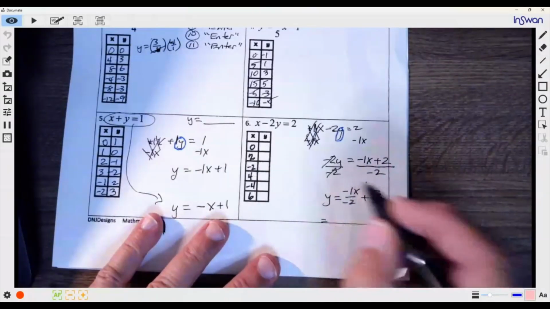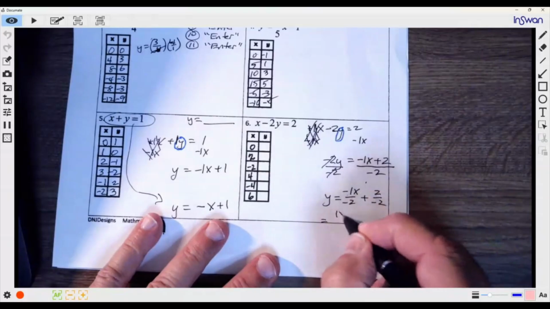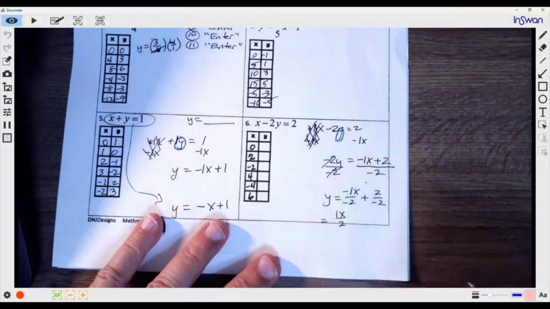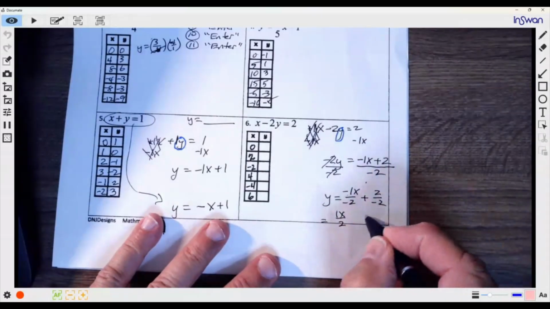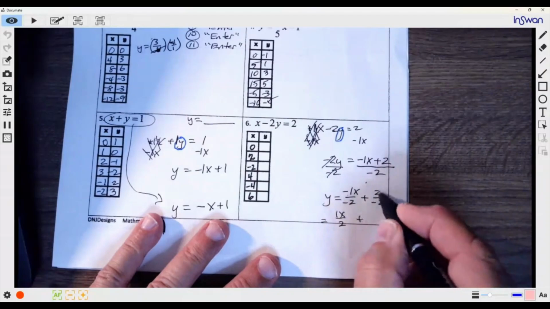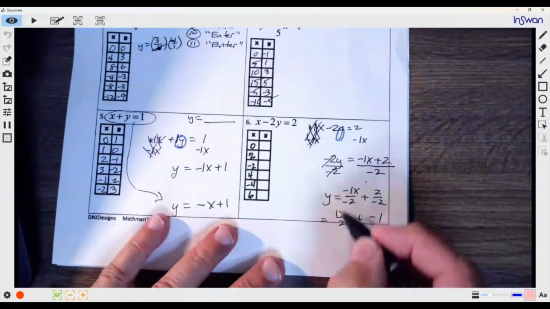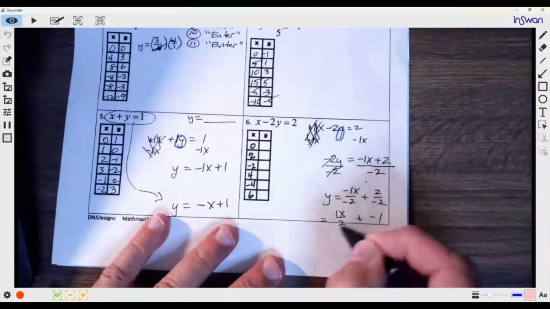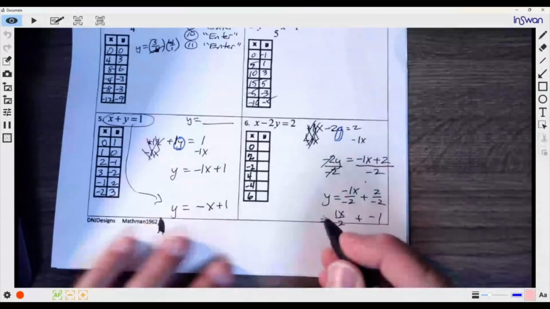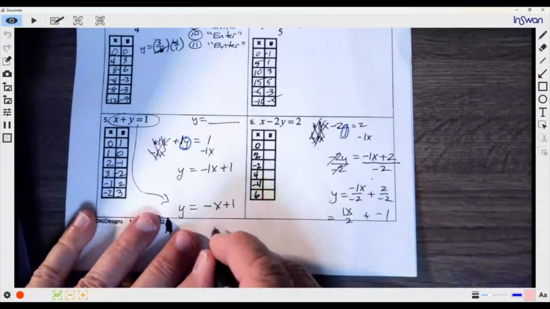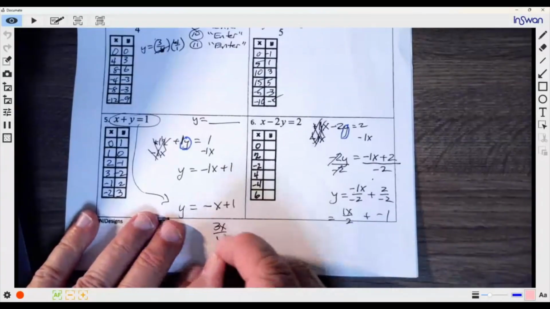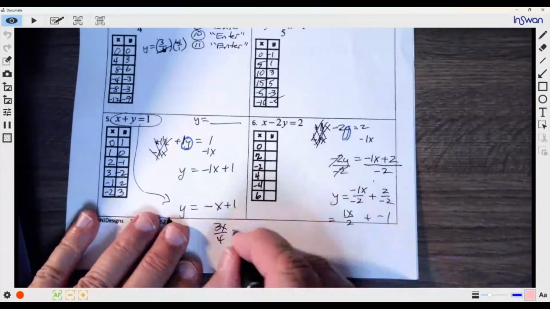These can be simplified. This is 1x over 2 because a negative over negative is a positive. This is plus 2 over -2, which is -1. Then we need to remember something else about what this means. We did this before when we said that we had a variable on top of a fraction.